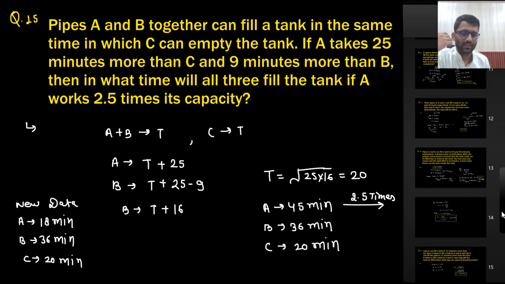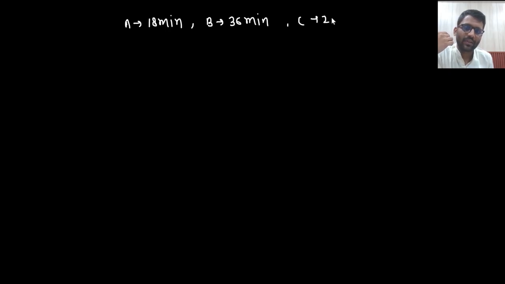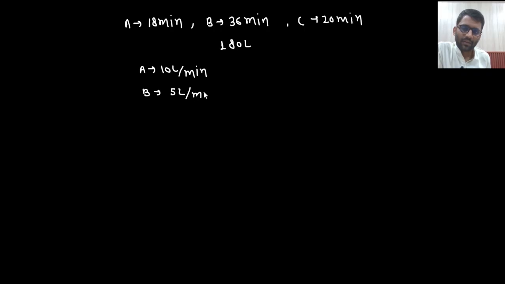So let's add a page. So A is taking you 80 minutes, B is taking you 36 minutes and C is taking you 20 minutes, and I am taking the capacity to be 180 liter. So A will give you 10 liter per minute, B will give you 5 liter per minute, and C will take 9 liter per minute.